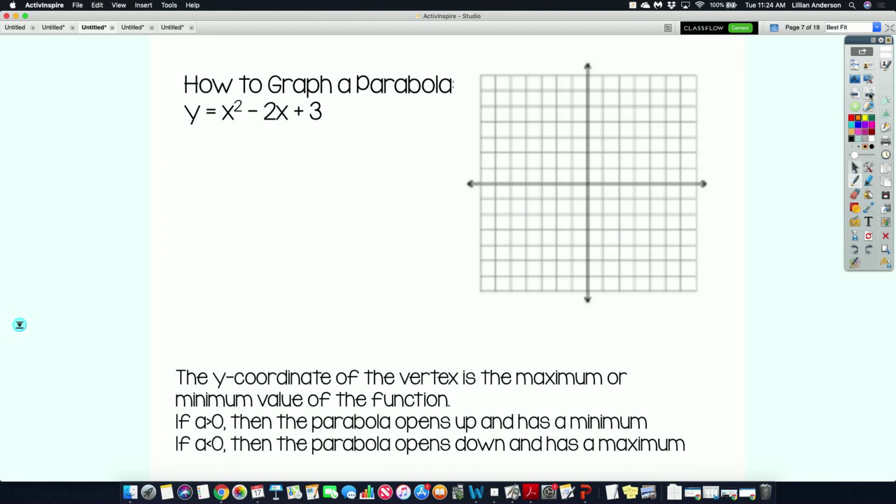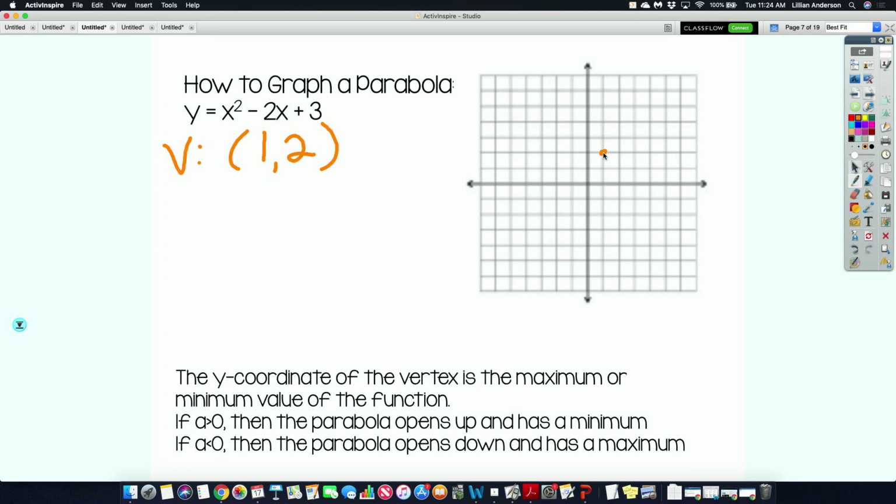Let's talk about the graph, how to actually graph this. Now, the way that I go through with graphing is I need the vertex of the parabola. Now we just found the vertex. What was it? 1, 2. So what I do is I take the vertex and I plot that point. That is 1, 2. From there, I follow a pattern. The pattern for a quadratic.